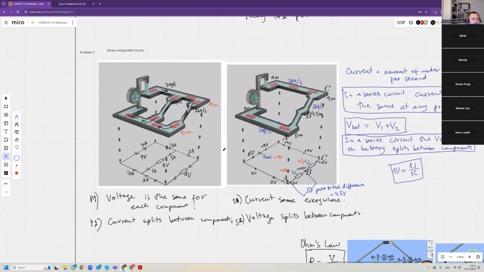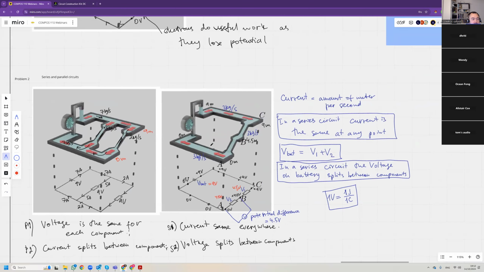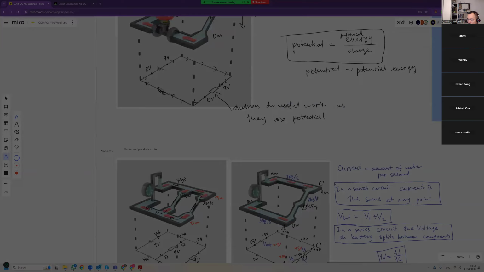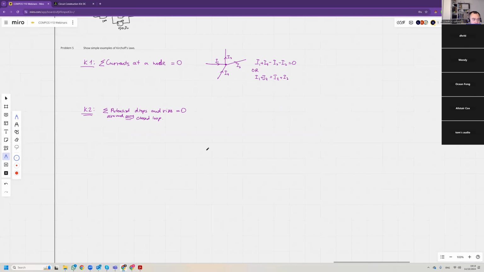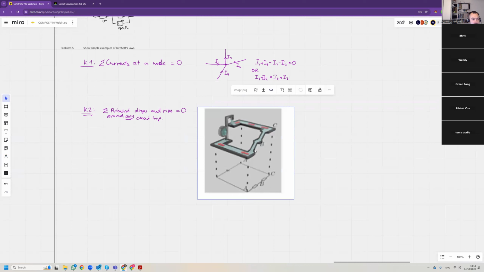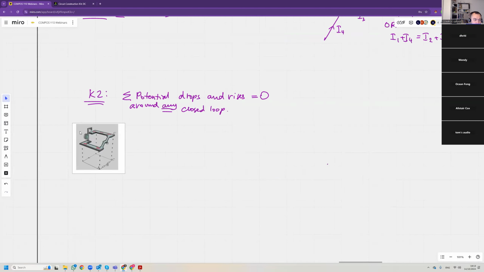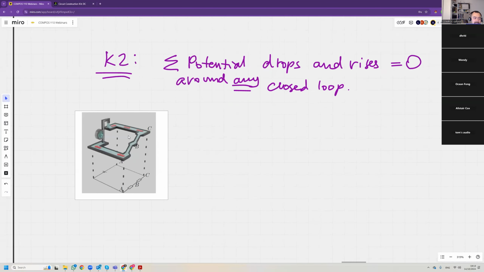Let's go back to this diagram here. Can I make a copy of it? Oh, it is from the assignment, so I'm just going to take it from the assignment. I'm more interested in the examples of Kirchhoff's second law because Kirchhoff's first law is easy.